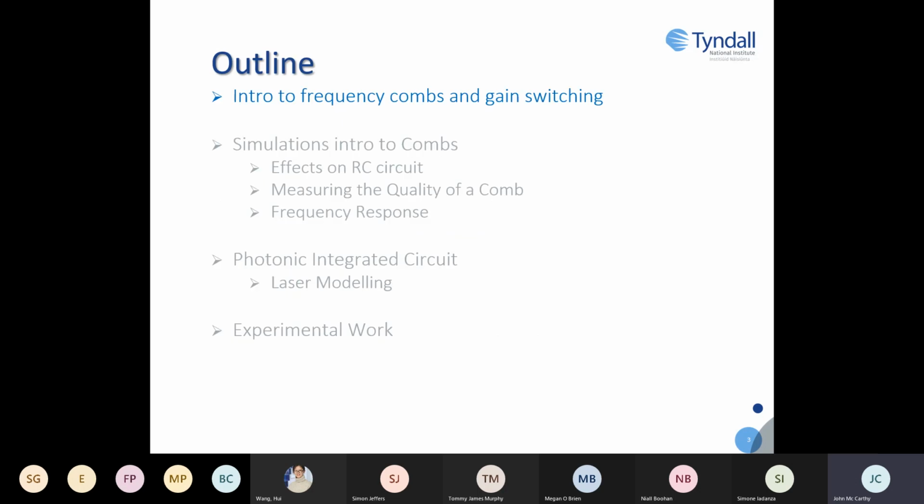So how this talk is going to go is first I'll give you an introduction to frequency combs and gain switching. Then I'll move on to how combs can be simulated and how their quality can be improved by varying certain factors. Then I'll talk about the photonic integrated circuit design and how it was modeled. And finally, I'll run through the experimental work. So let's begin.